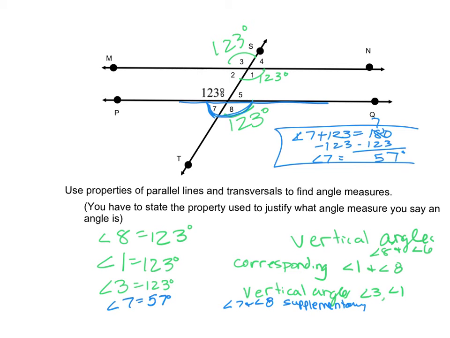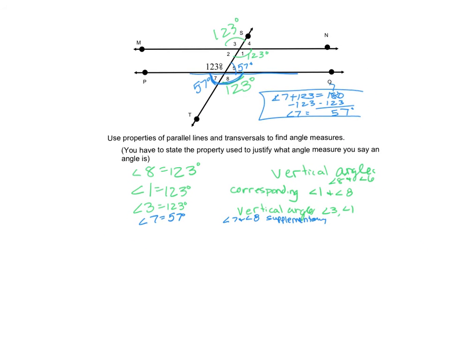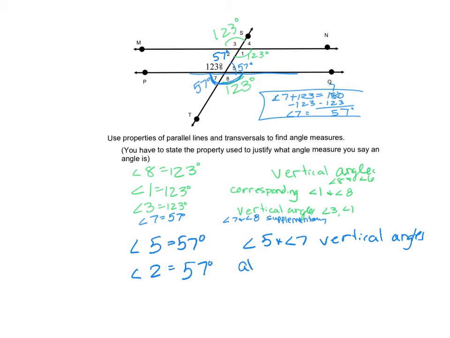Now I can go through and see angle 5 is vertical to angle 7. So angle 5, I'm running out of space, so I'm going to shrink it a little bit. Angle 5 equals 57 degrees. I know that because angle 5 and angle 7 are vertical angles. I know angle 2 is 57 degrees, and I looked at it as its alternate interior, angle 2 and angle 5, but I could also see it as angle 2 and angle 7 are corresponding.